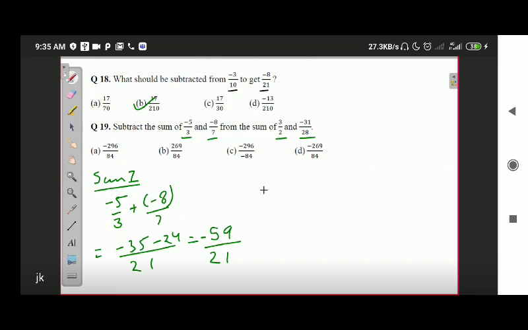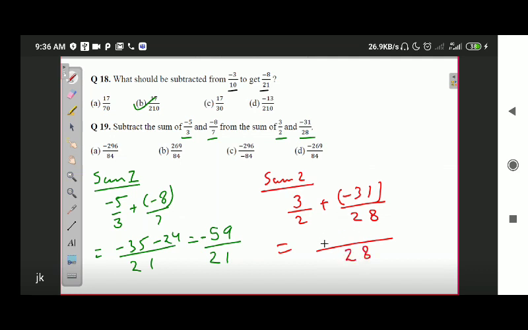For the second set of numbers, sum 2, we have to determine the sum of 3 upon 2 and minus 31 upon 28. Once again, as you can see, the denominators are not the same, so we take the LCM. The LCM is going to be 28. And after taking the LCM, 3 into 14 is, sorry, not 48, 42.